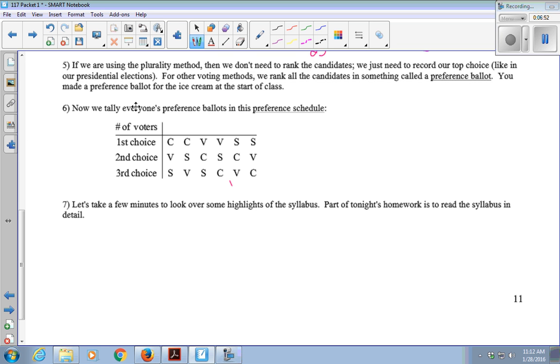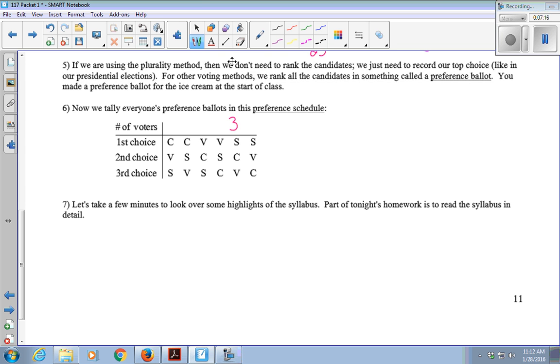Keep a little tally. Anybody else agree with me? Did anybody else have strawberry, chocolate, vanilla? Two more? Okay. So the way we make a preference ballot is you put the number of people that agree on strawberry, chocolate, vanilla at the top.